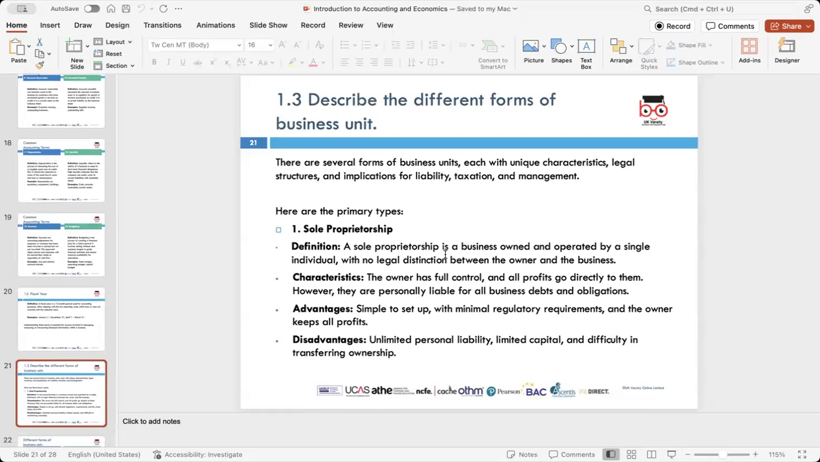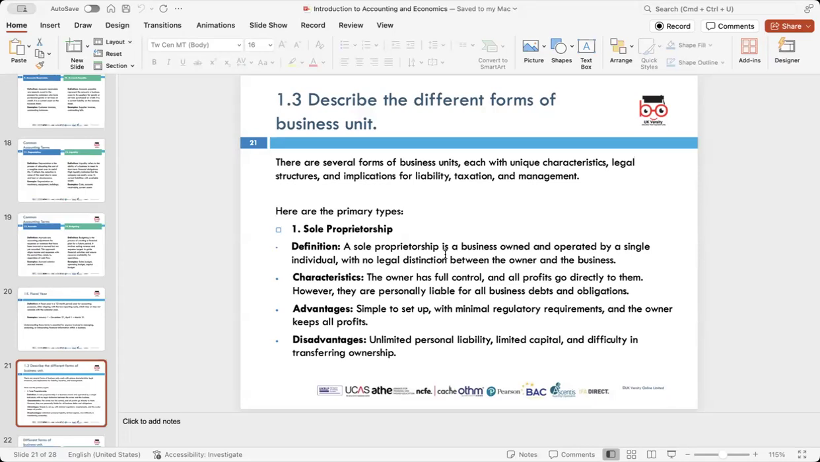Right, here are the different types of businesses. Sole proprietor is the most straightforward form of business. It is owned and operated by a single person, meaning there is no legal distinction between the business and the owner. This structure is easy to set up and requires minimal legal formalities.